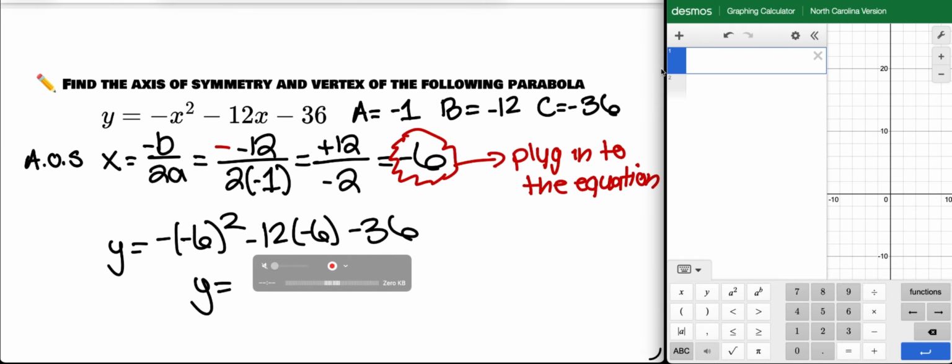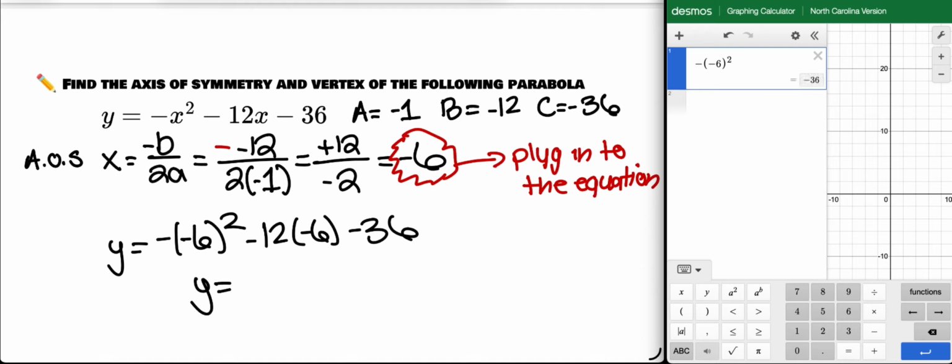So if we plug that into Desmos, we got a negative, a parentheses negative 6, close that parentheses and raise it to the second power, minus 12, parentheses negative 6, close that and put negative 36. And for that y, we actually got 0.